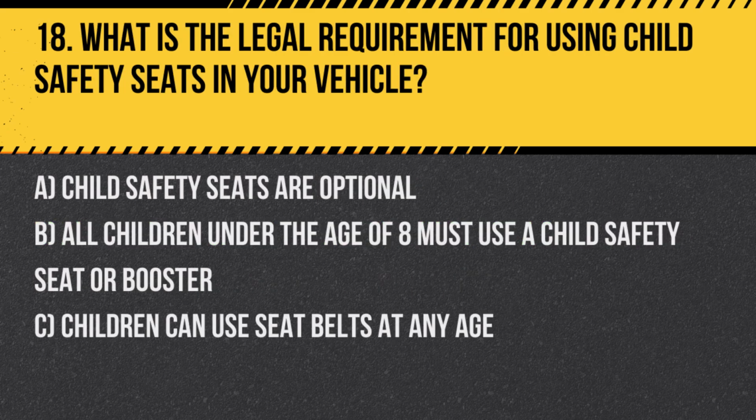Question 18. What is the legal requirement for using child safety seats in your vehicle? A. Child safety seats are optional. B. All children under the age of 8 must use a child safety seat or booster. C. Children can use seat belts at any age. Answer: B. All children under the age of 8 must use a child safety seat or booster. California law requires children under 8 to be secured in a child safety seat or booster in the vehicle.